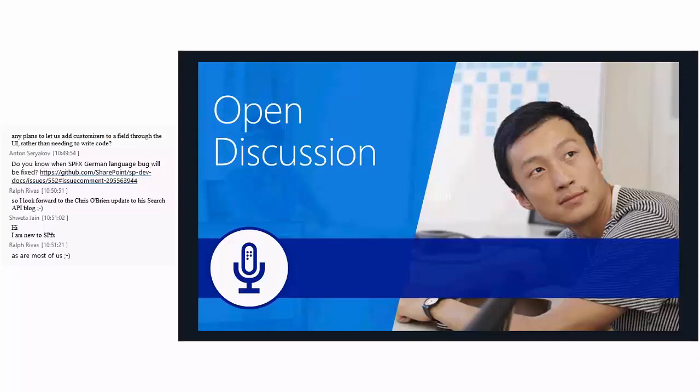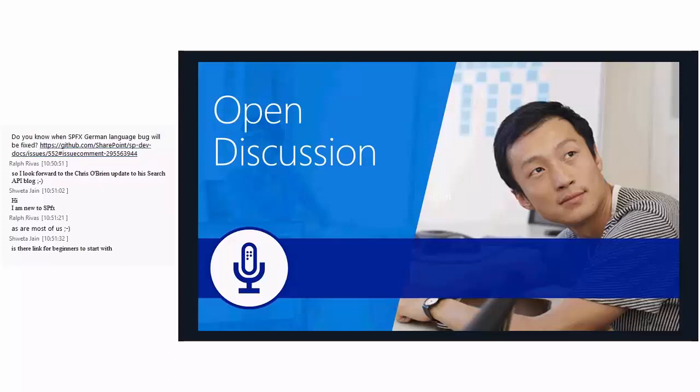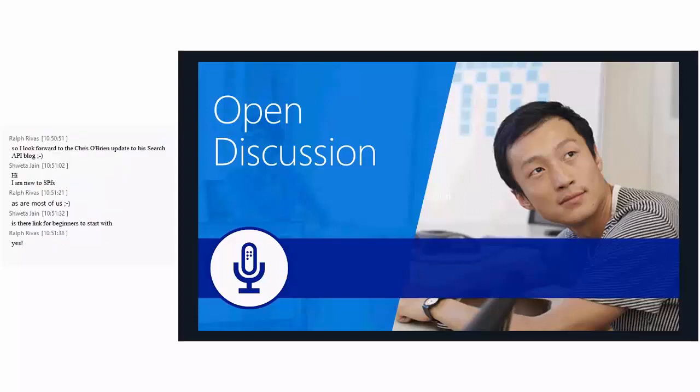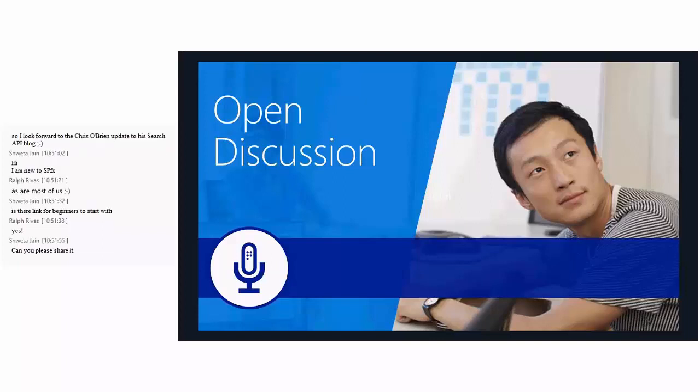Good. Any plans to let us add customizers to the field through the UI rather than needing to write code? We're looking into making that simpler in the future. Right now, again, this is hitting the dev preview relatively soon. So this is early still. It's not alpha, but we're getting there. So all of that feedback is super valuable. We know that it should be more easily doable.